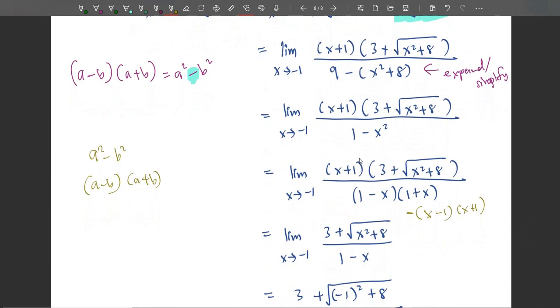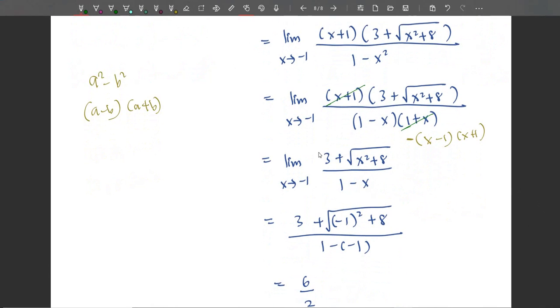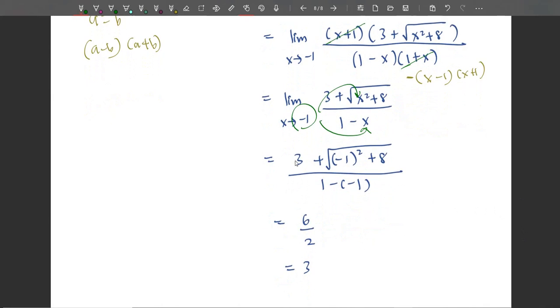Next, cancel out the common factor. I think it's better for me to use another color. So this one, and we are left with this equation only to solve. Limit of 3 plus root of x squared plus 8 divided by 1 minus x when x approaches negative 1. Substitute the value of negative 1 here in x. Solving the equation, we have 3 plus 3, which is 6, and 1 plus 1 is 2, so the final answer is 3.